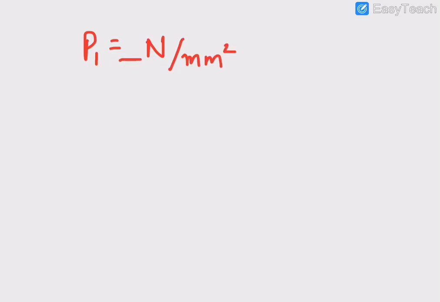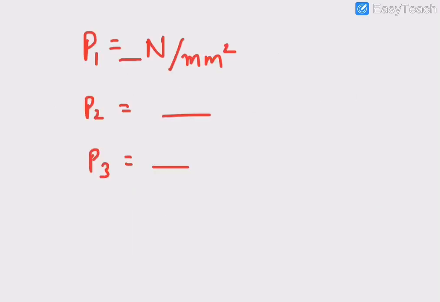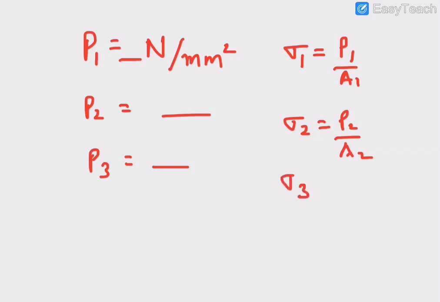And after calculating the value of P1, you put P1 here, you get the value of P2, as A2 E2 and A1 E1 are known to you. Similarly, after calculating P1, by putting these values, you can calculate the value of P3 also. After calculating these terms, you can calculate stress. Stress is P1 over A1. You know the value of A1. Similarly, you can calculate the stress for P2 by A2 and for P3 by A3. Then it's very easy.